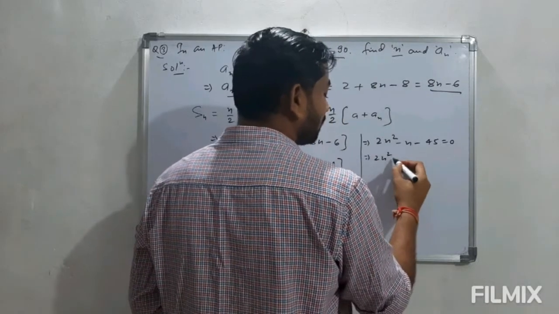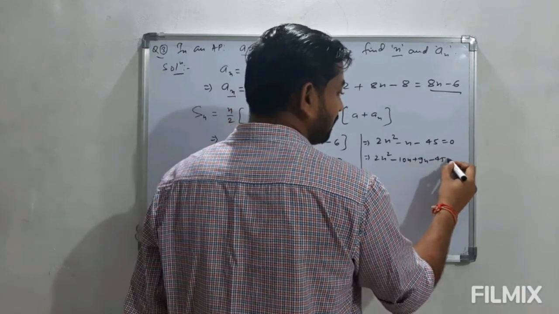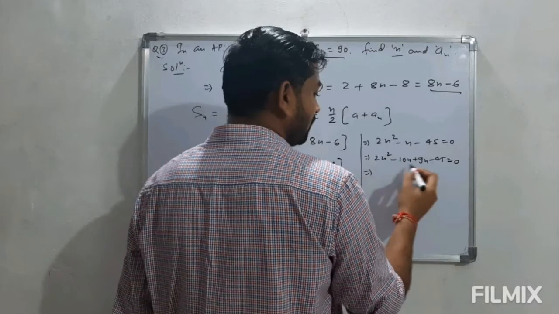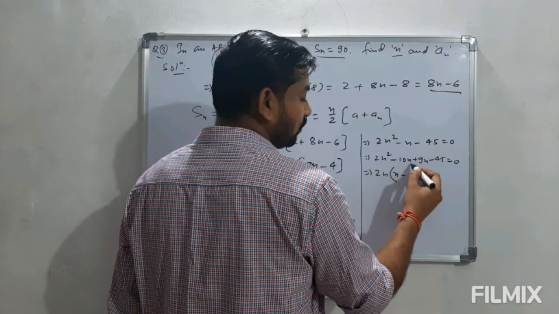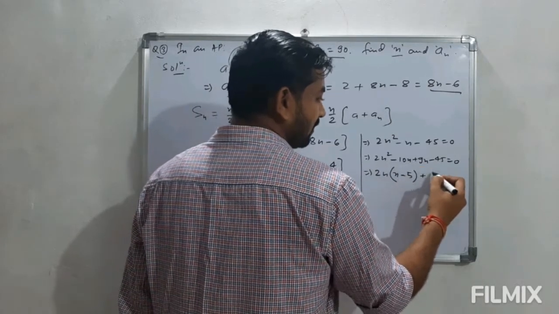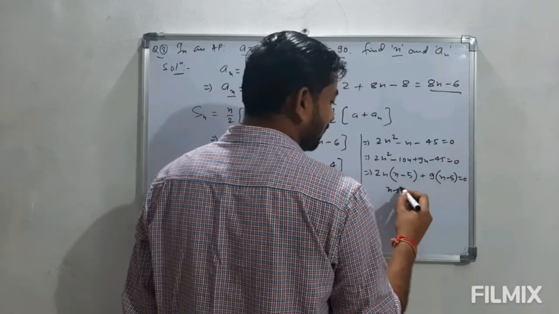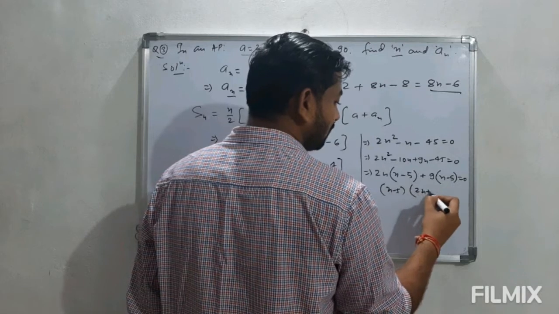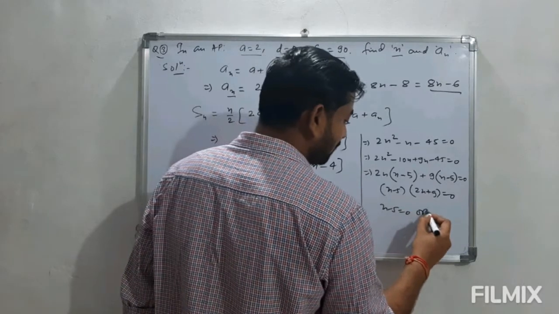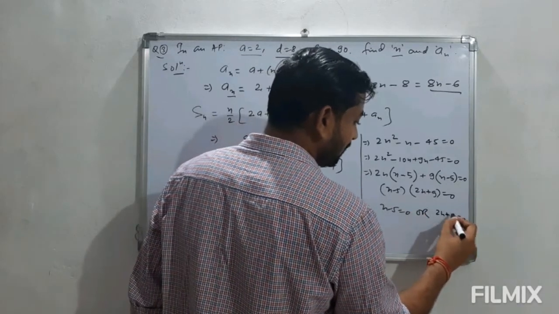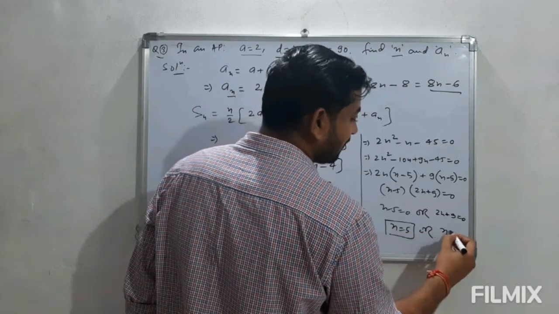We can write 2n square minus 10n plus 9n minus 45 is equals to 0. Now from these two we can take out 2n, so n minus 5 will remain. Then from the other two, if we take 9 common, we get n minus 5. So the final factors are n minus 5 and 2n plus 9 is equals to 0. If we equate them to 0, we get n minus 5 is equals to 0 or 2n plus 9 is equals to 0. So from here the value of n is either 5 or n is equals to minus 9 by 2.